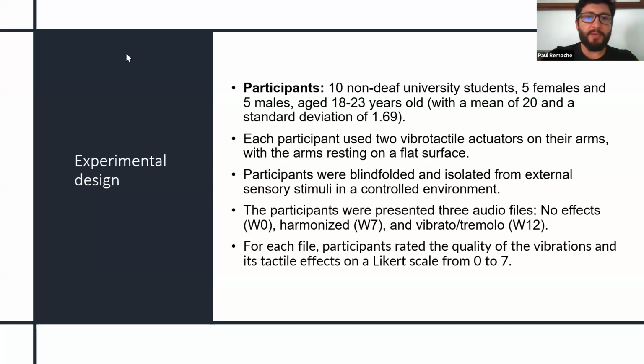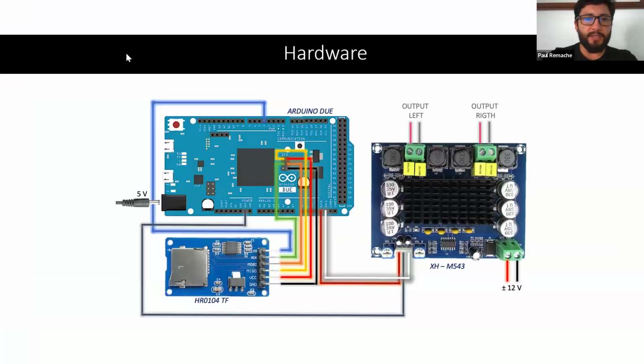The participants were presented the 3 audio files, the one with no effects, the W0, the harmonized with the W7, and the one with W12, the one with vibrato tremolo. For each file, participants rated the quality of the vibrations from 0 to 7. And here is the interface.